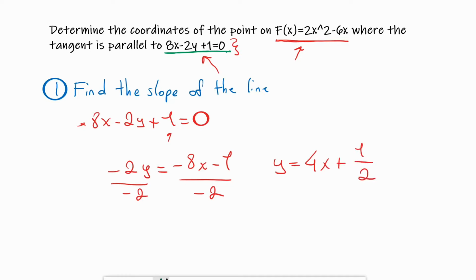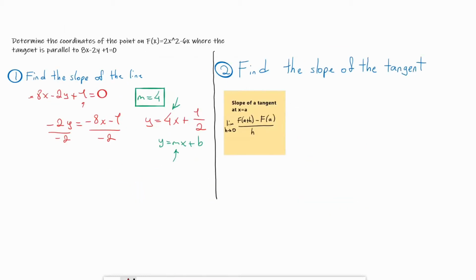If you remember from the form y = mx + b, m is my slope. So therefore I found the slope of the line. It's 4, so I can say m = 4. The second portion of this question is going to involve finding the slope of the tangent for this function. So how are we going to do that? Because we don't have any x or y coordinates given, it's just a function.